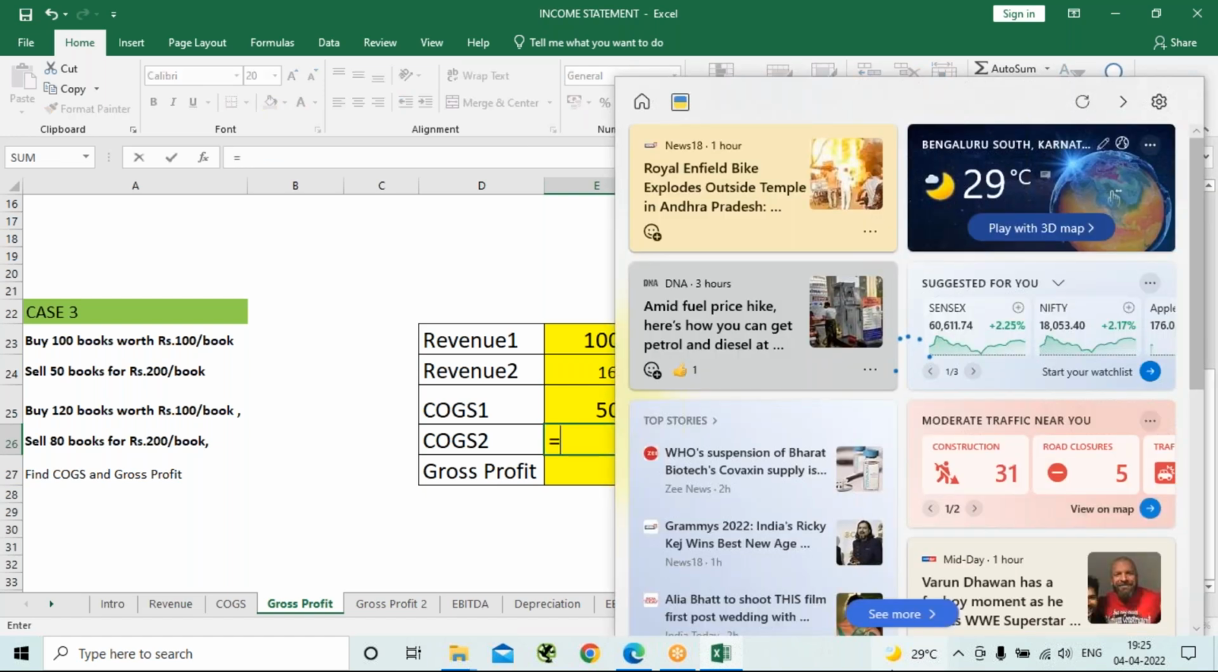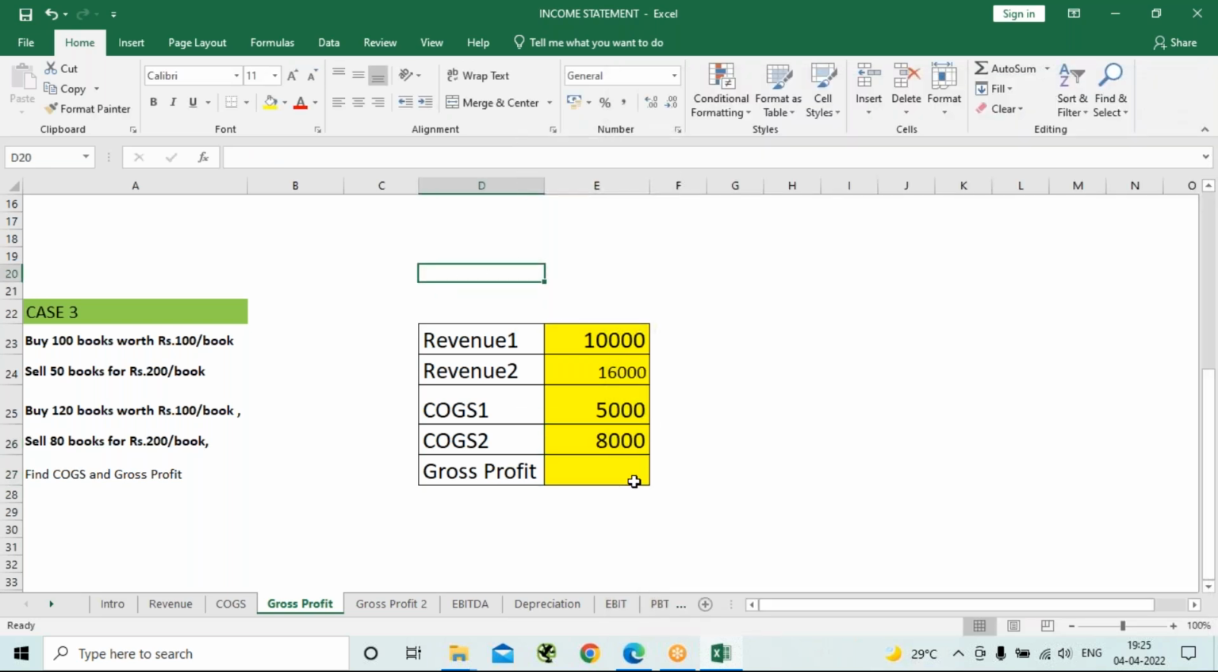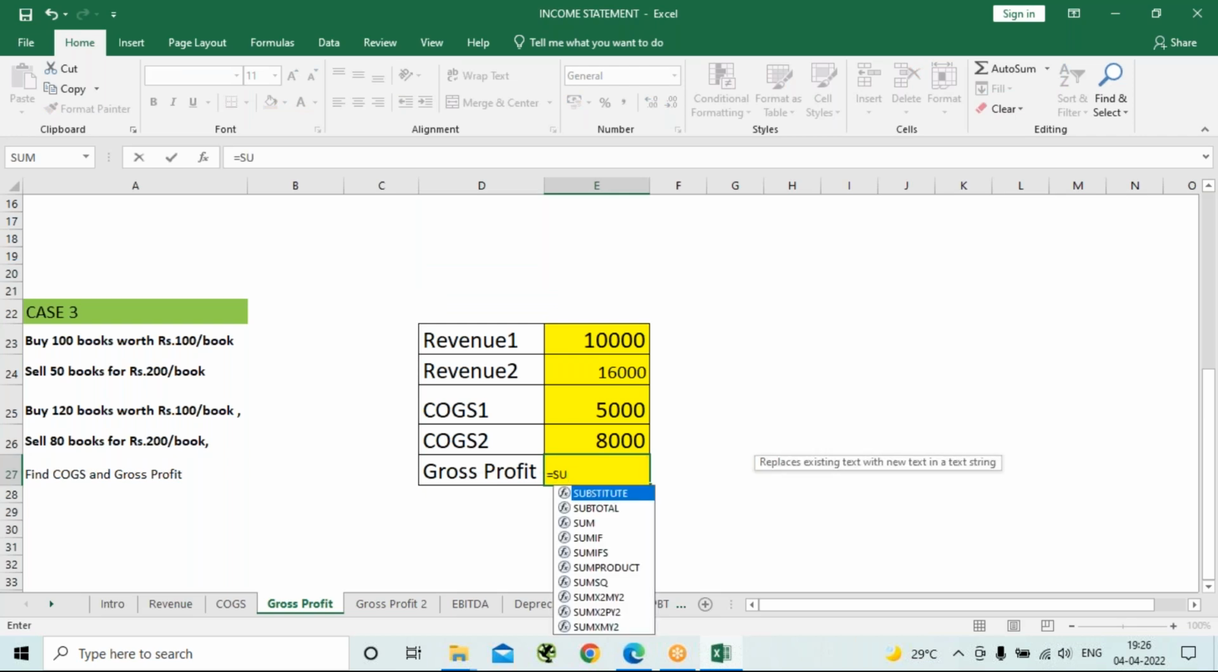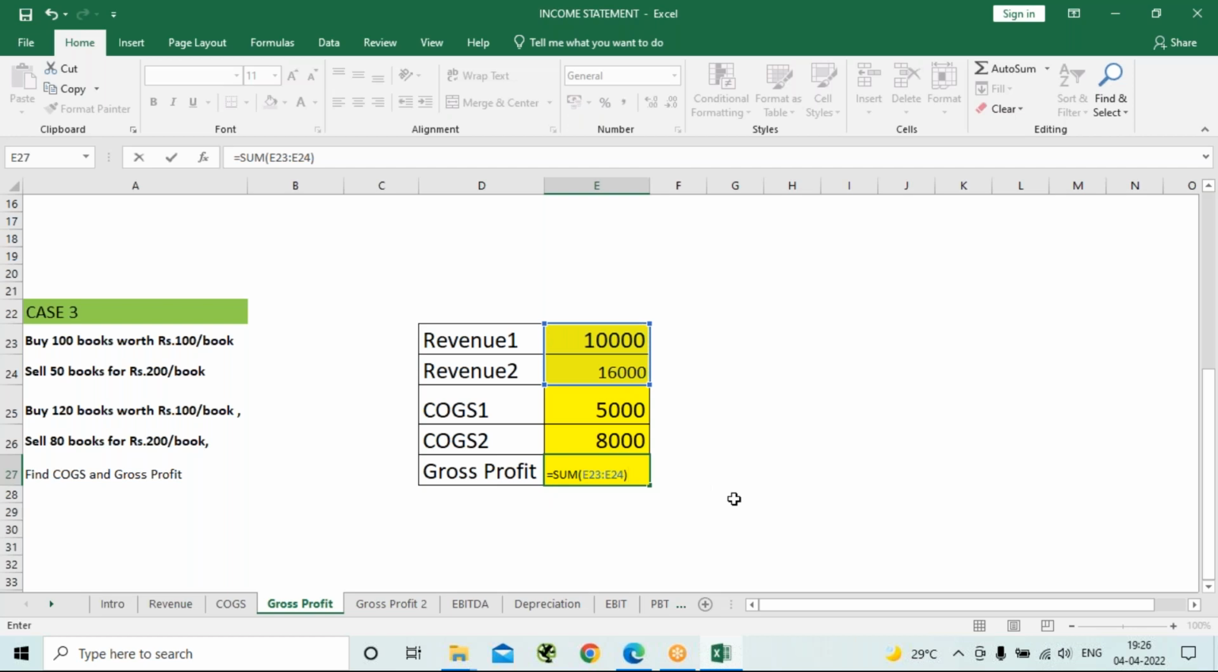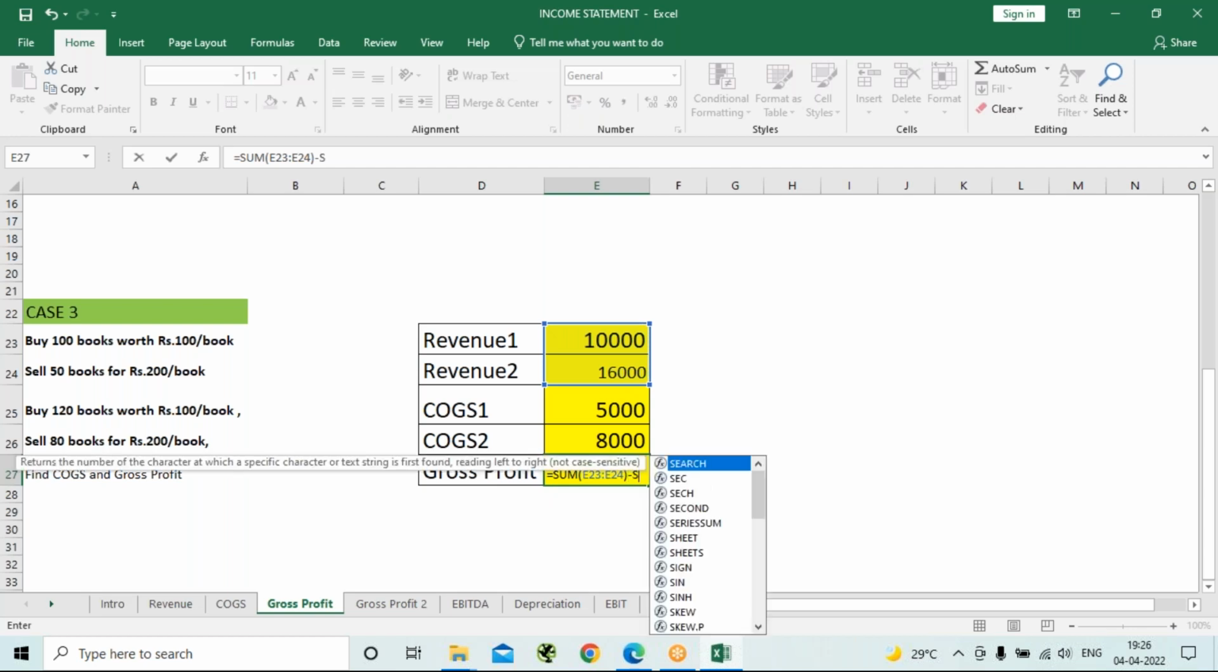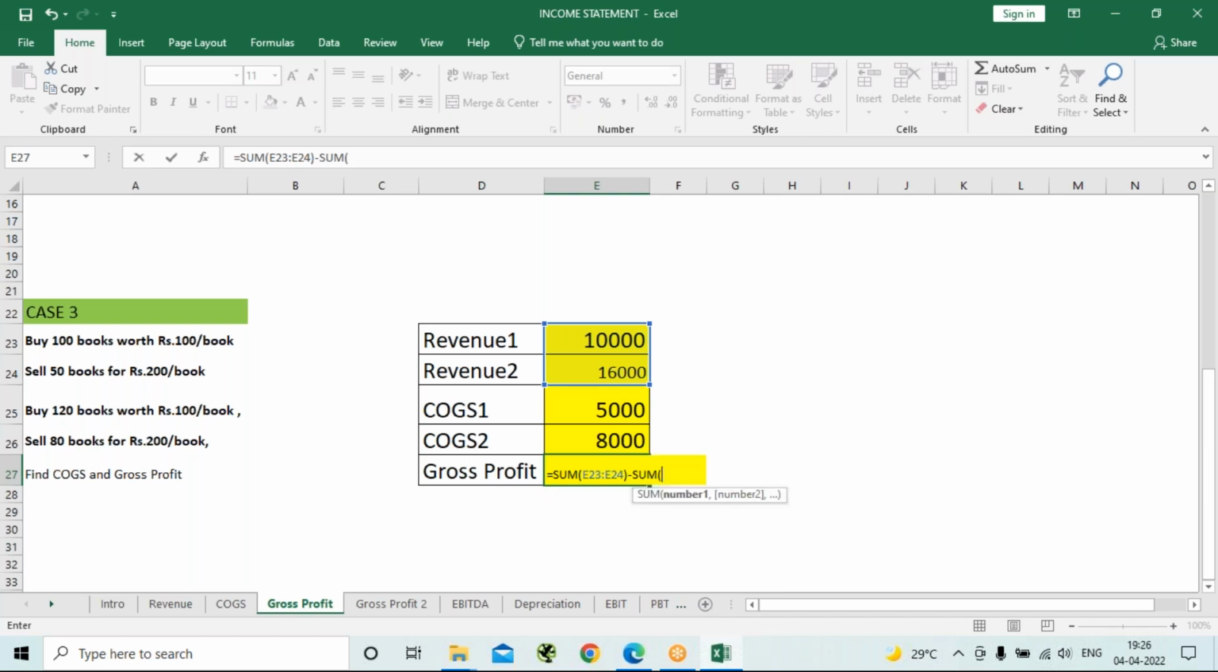So COGS value will be equal to, again, 80 into 100. So now we will calculate equals to sum of the revenue minus sum of the COGS value. So it gives 13,000.